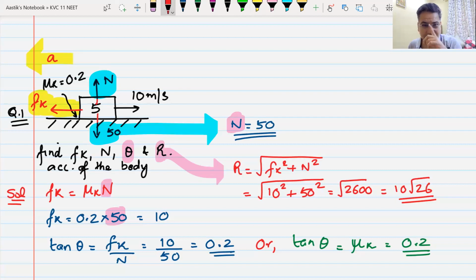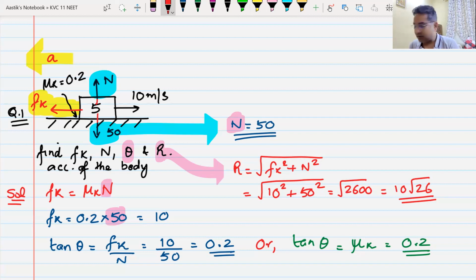The body is actually moving in the forward direction, but because of friction, the body will have acceleration in the backward direction. Some people call it retardation. The body is moving forward, but acceleration is in the backward direction, so the body is going to stop.